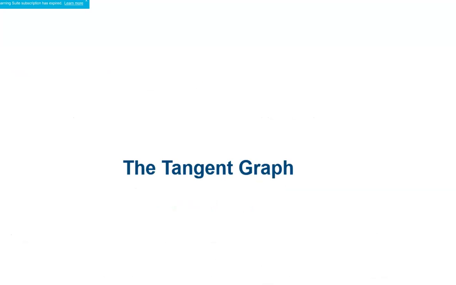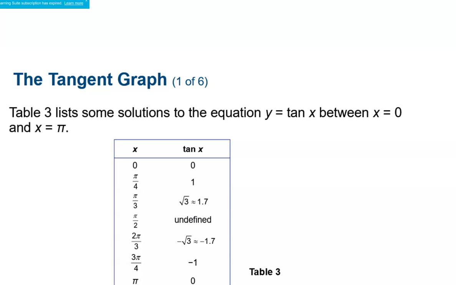Now let's look at a tangent graph. Again, let's make a table of values where x equals 0, pi/4, pi/3, pi/2, and 2pi/3, 3pi/4, and pi. And we can find the tangent of x, which is equal to y/x.